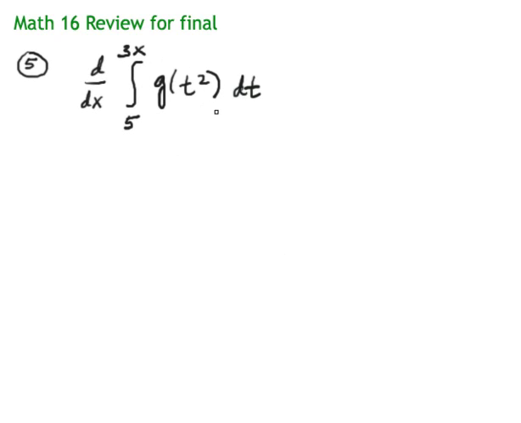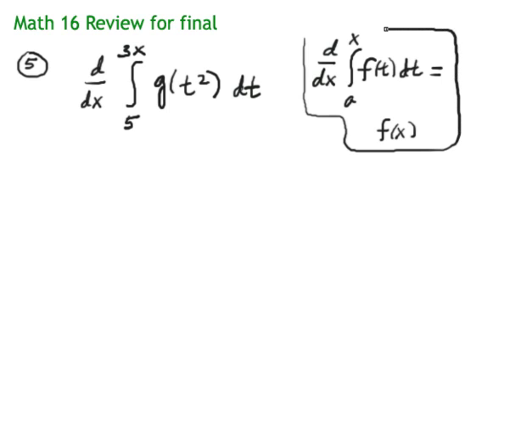This question is based on the second part of the fundamental theorem of calculus, and that basically says that if you take the derivative of the integral from a to x of f of t dt, that's equal to f of x. So we're using this part, the second part of the fundamental theorem of calculus, together with the chain rule, because here we don't have x on top, we have 3x.